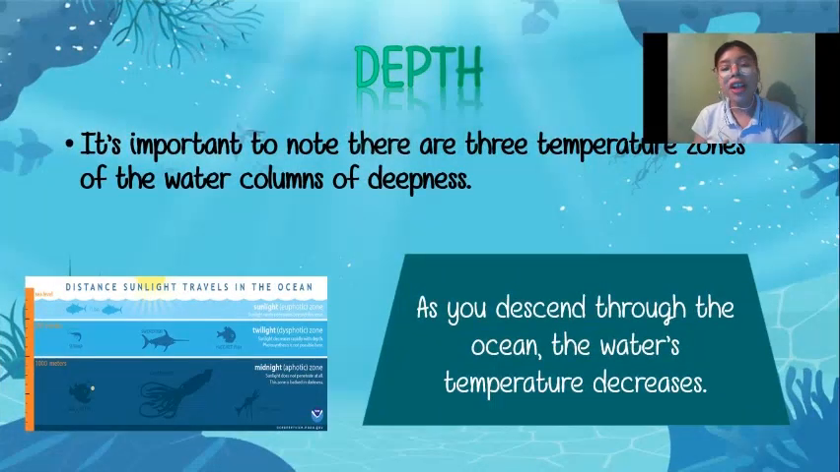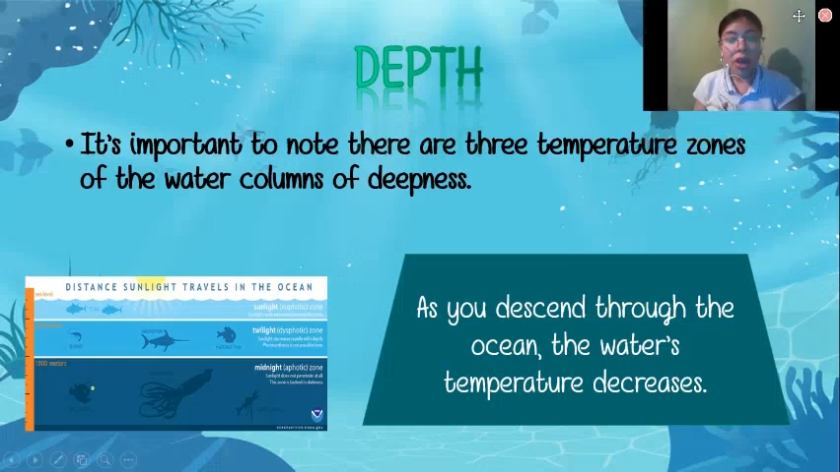We have another concept that is very interesting and very related to the one that we checked previously. It's important to know there are 3 temperature zones of water that are called water columns of deepness. So we're going to check that scheme in a minute. Here we have an example of these three levels of the ocean. Here we have sunlight, twilight, and midnight zone. Yes, they depend on the deepness of the water level in the ocean.